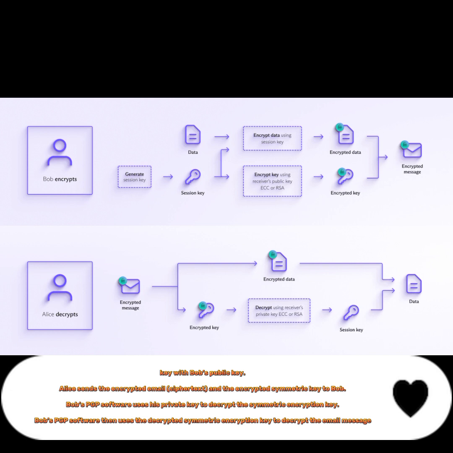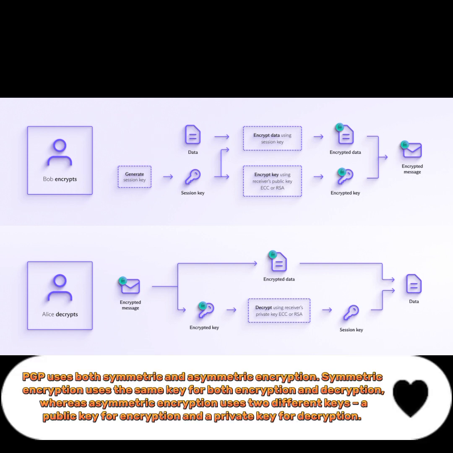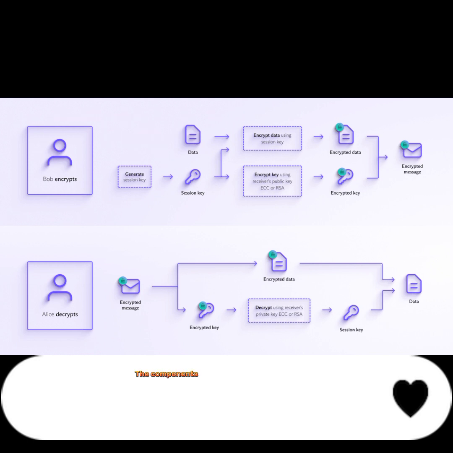Bob's PGP software uses his private key to decrypt the symmetric encryption key. Bob's PGP software then uses the decrypted symmetric encryption key to decrypt the email message. PGP uses both symmetric and asymmetric encryption. Symmetric encryption uses the same key for both encryption and decryption, whereas asymmetric encryption uses two different keys, a public key for encryption and a private key for decryption.